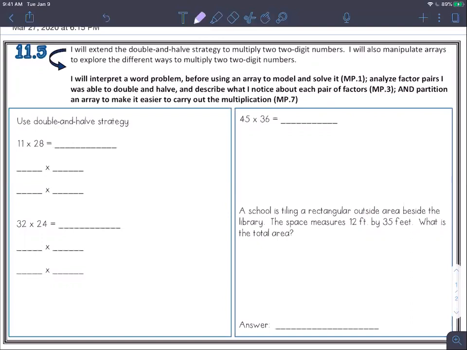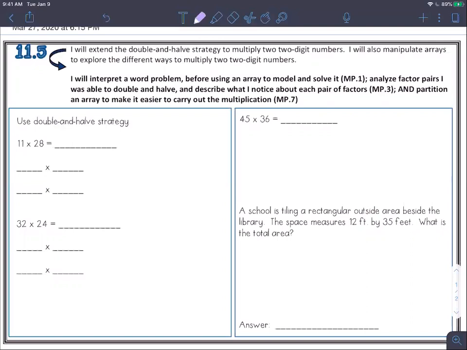So we are going to continue multiplying numbers. This time we're going to work with two-digit numbers. We've done it in the past using the partial product strategy. Today we're going to introduce something called the double and half strategy.